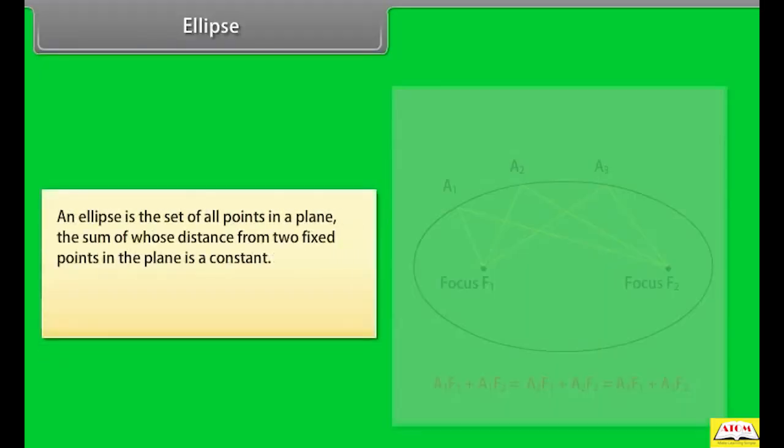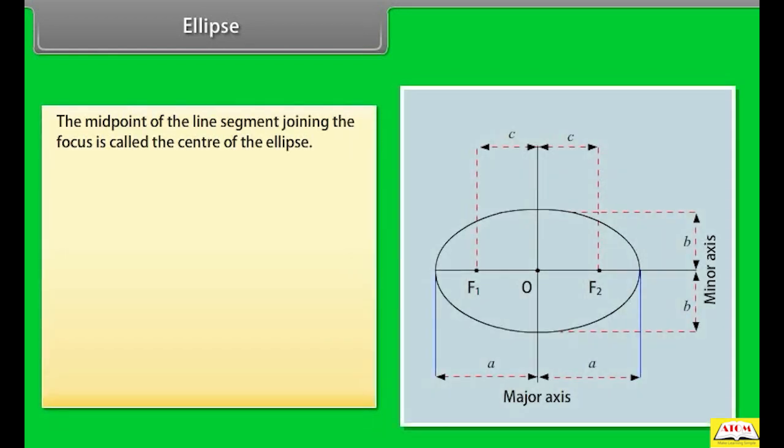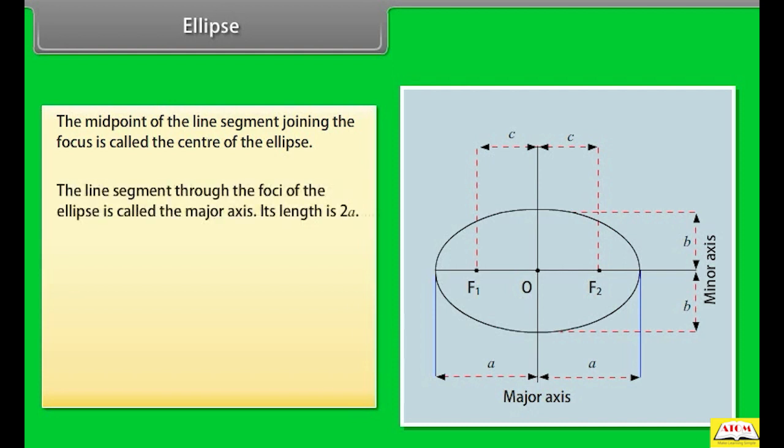Ellipse. An ellipse is the set of all points in a plane, the sum of whose distance from two fixed points in the plane is a constant. The two fixed points are called foci of the ellipse. The midpoint of the line segment joining the foci is called the center of the ellipse. The line segment through the foci of the ellipse is called the major axis.